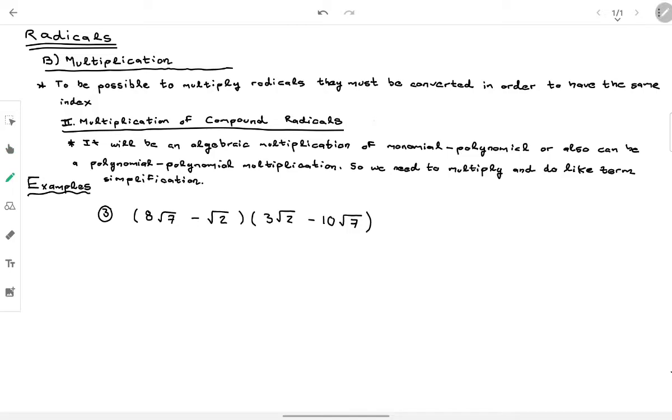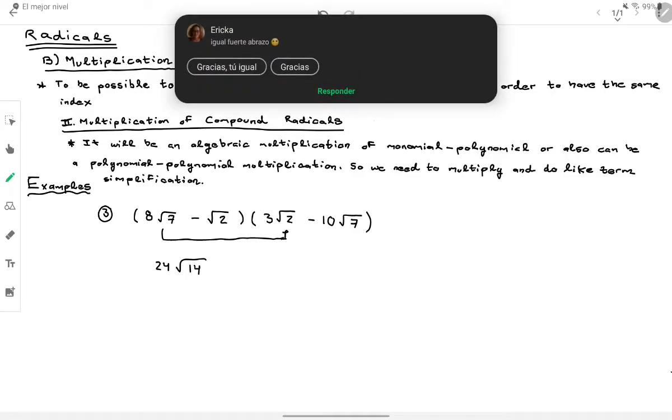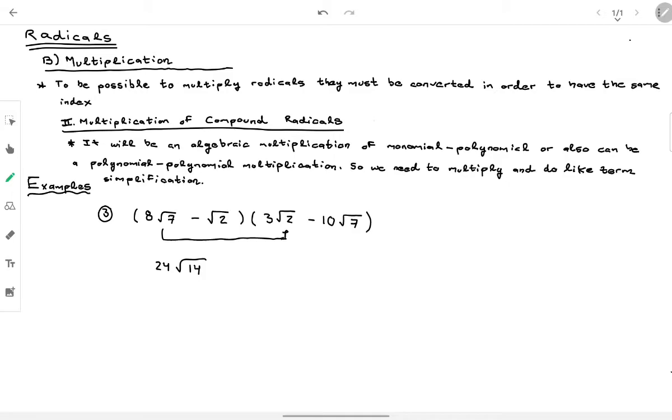So again, we have a binomial times a binomial. So it's going to be this one that multiplies this one. 8 times 3, it's 24. The square root of 7 times 2, it's going to be the square root of 7 times 2, that is 14. Then it's going to be 8 times minus 10, and it's going to be minus 80. The square root of 7 multiplied by 7 is going to be 7 squared, or 49. It's going to be exactly the same.